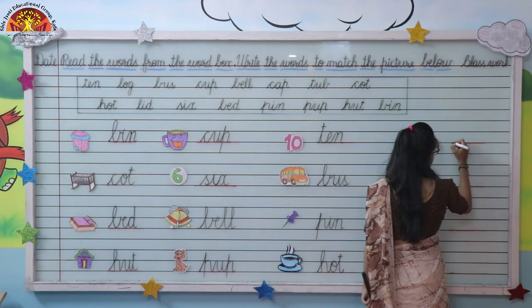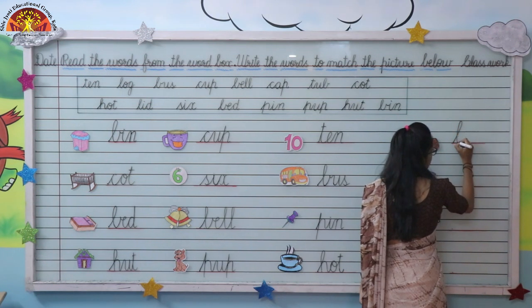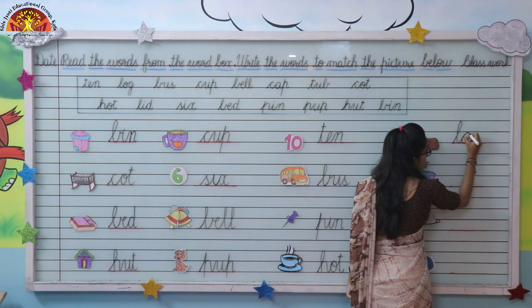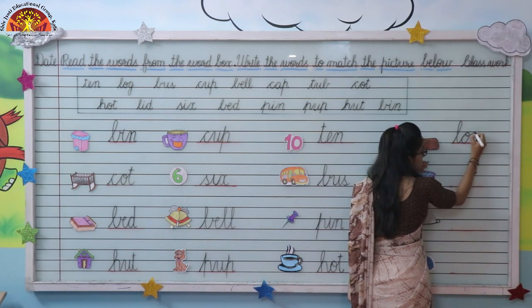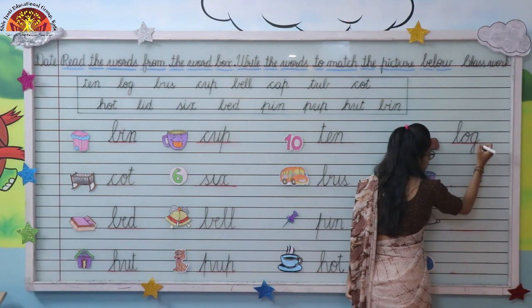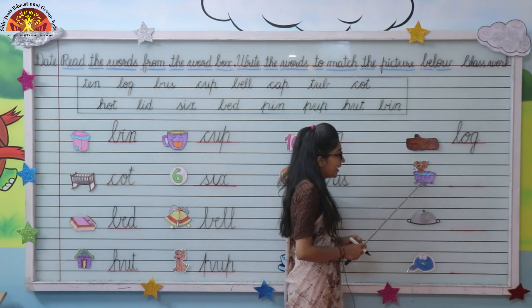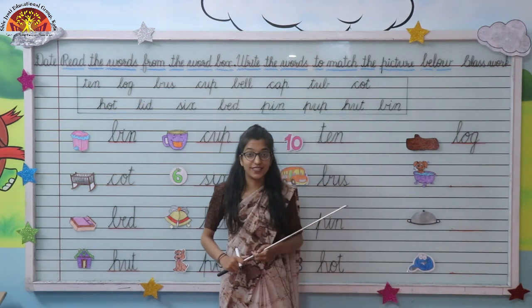So kids, write here L-O-G. L-O-G, log. Okay. Now kids, come to next one. What is this? Tell me, what is this?